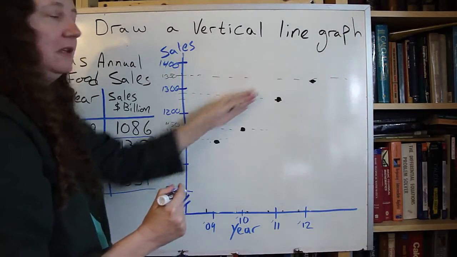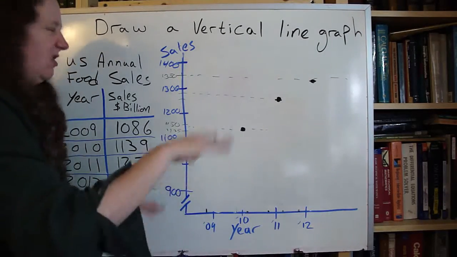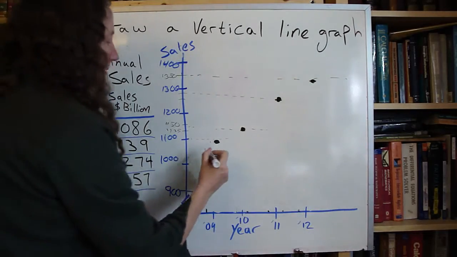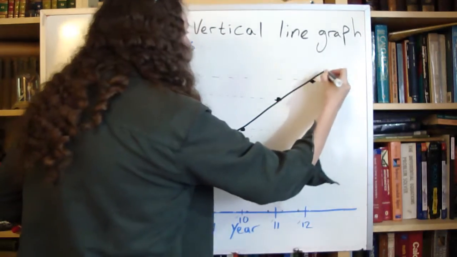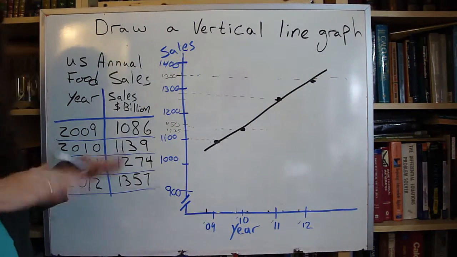Now I need to connect the dots. I want to make it nice and smooth. I don't want it all jumpy. I want it to be smooth. And there's my graph. That is done.